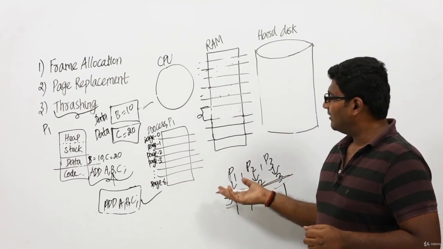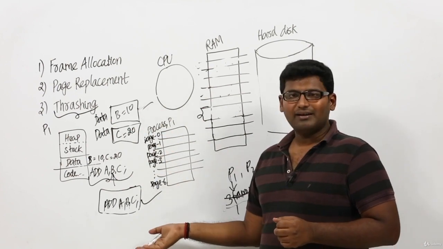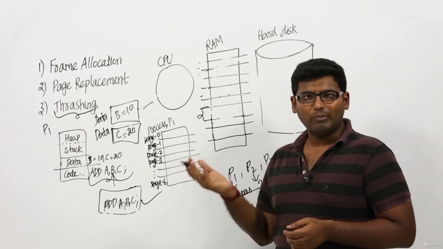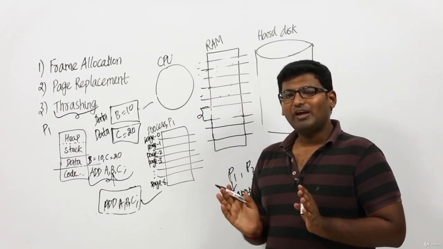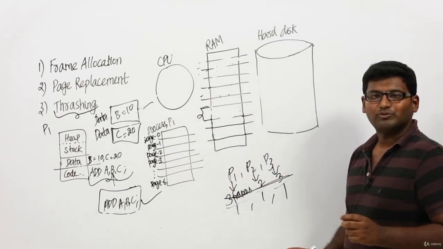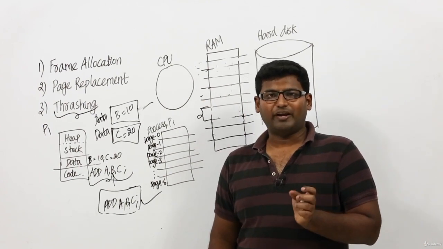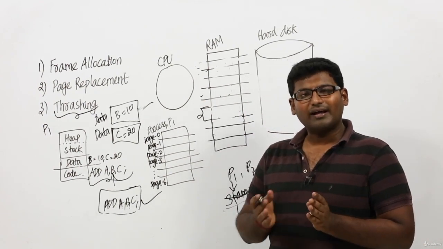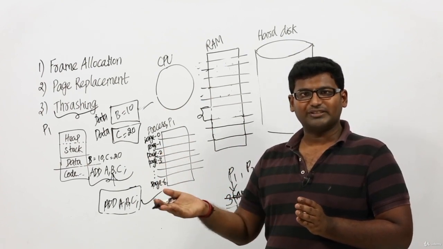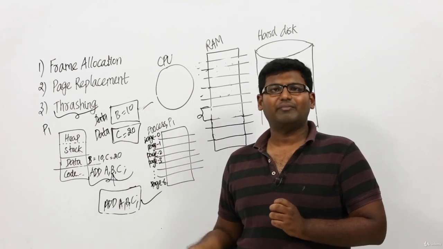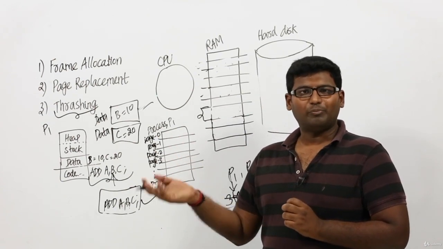But here the number of page faults is very high, right? Page faults keep on happening. So ultimately our CPU efficiency is going to come down, right? So we cannot assign a very small number of frames to our process. We might have to assign the correct number of frames to our process, right? We cannot assign too many frames to our process. That will reduce the degree of multi-programming, and it will decrease the CPU efficiency.